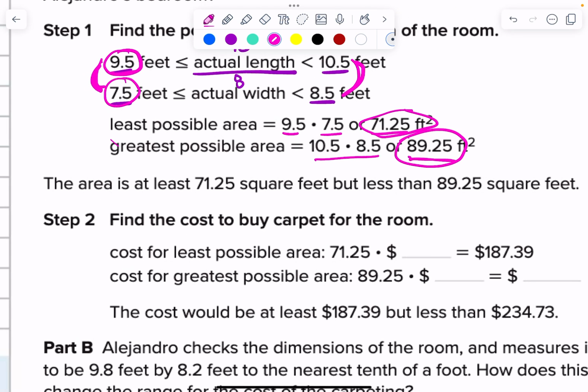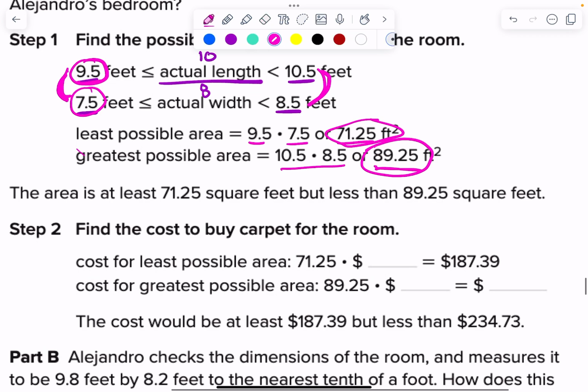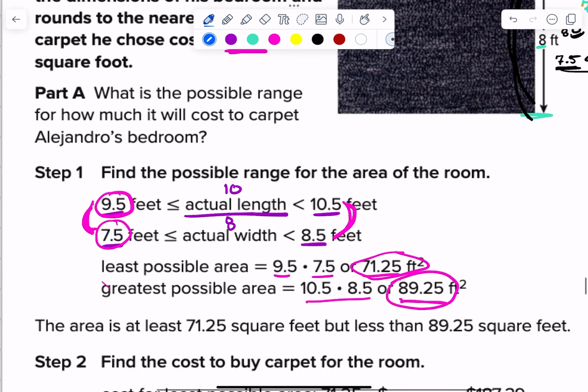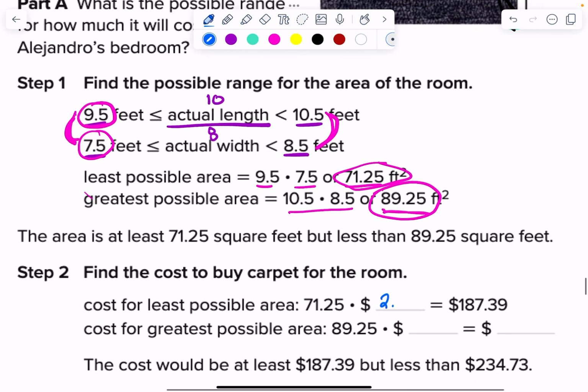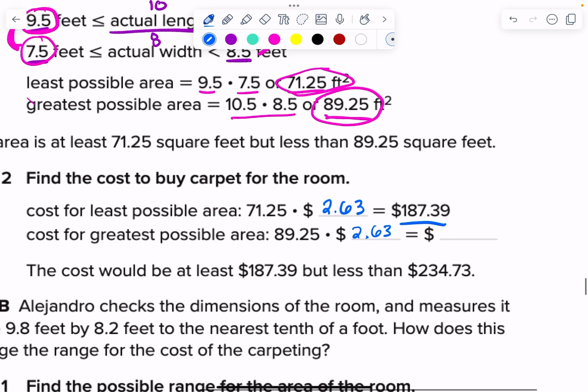So if I go $2.63 per square foot, right? I'm going to take each one of those measurements, 71.25, and multiply by, what was it, $2.63? 263, and I get $187.39. At maximum, I have 89.25, and I multiply that by 2.63, and I get $234.74, right? Those are my two measurements, right?